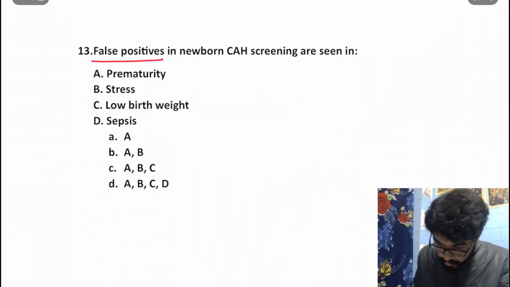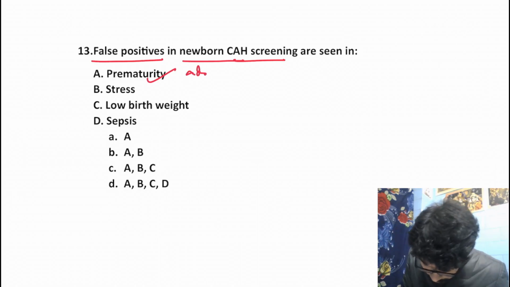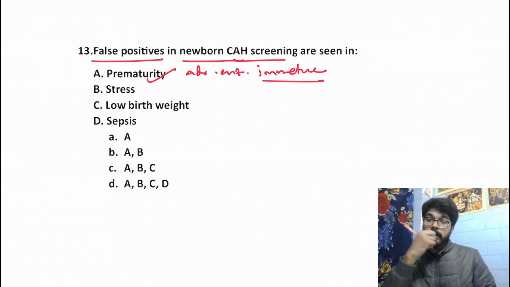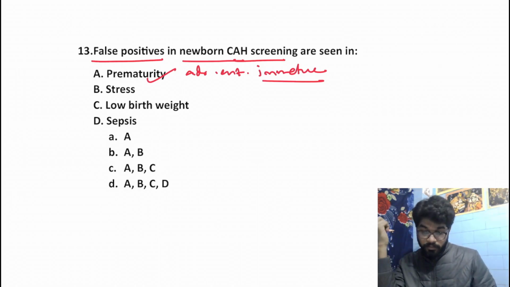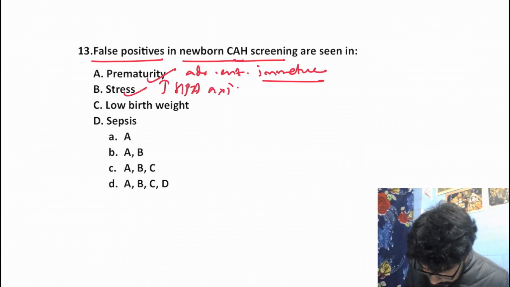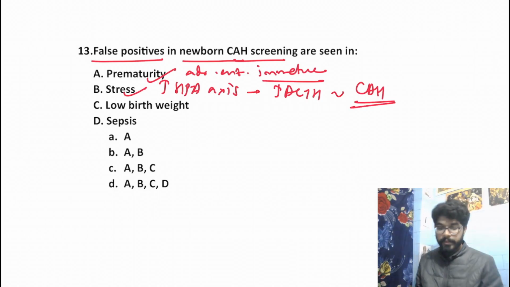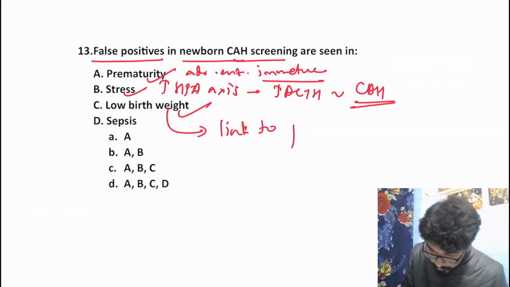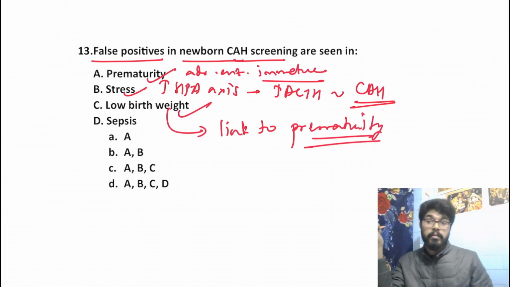False positives in newborn CAH screening are seen in prematurity. Yes, we can get false positives. Why? Because the adrenal enzymes are immature, and the functions of those immature enzymes will be deficient. In stress, there will be excess activity of the HPA axis and increased ACTH, mimicking congenital adrenal hyperplasia. Okay. Low birth weight, yes, we can link it to prematurity. That's why we can get false positive results.